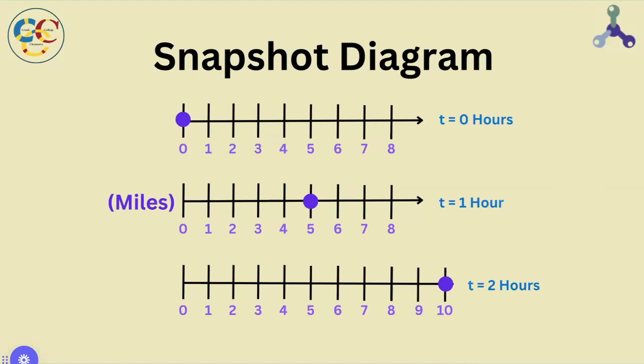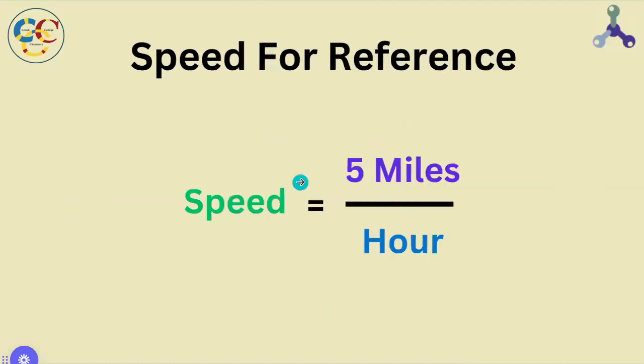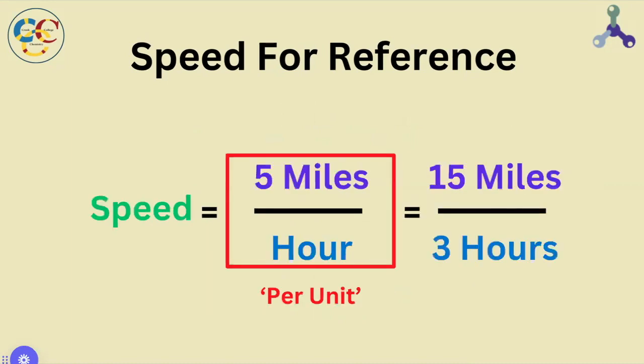What in the world is a snapshot model? To help us understand what this diagram is and how it works, let's use something very relatable. Speed. Here, we've defined speed as 5 miles per hour. We could also say 15 miles per 3 hours, because numerically, they're the exact same thing. But it's preferred to use 5 miles per hour because it has 1 in the denominator.